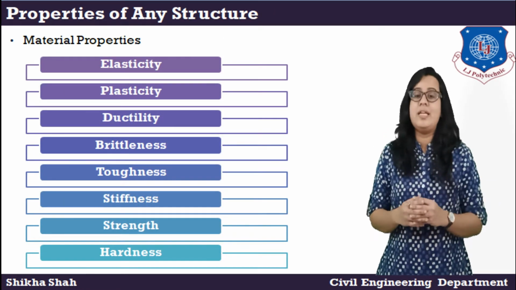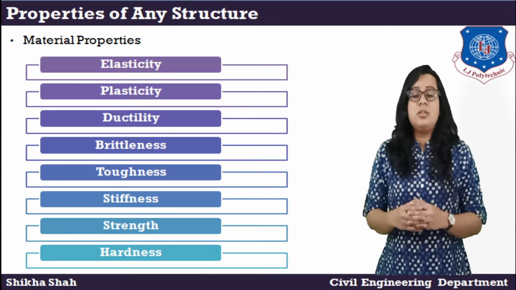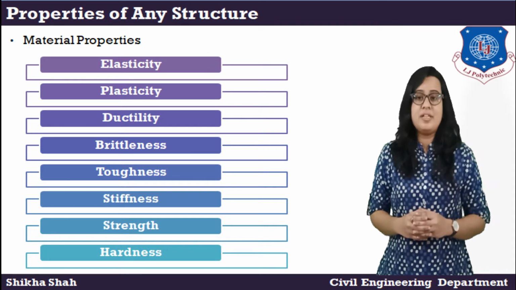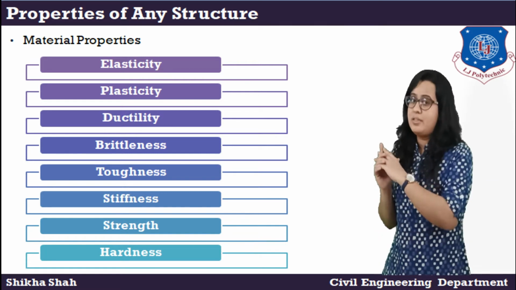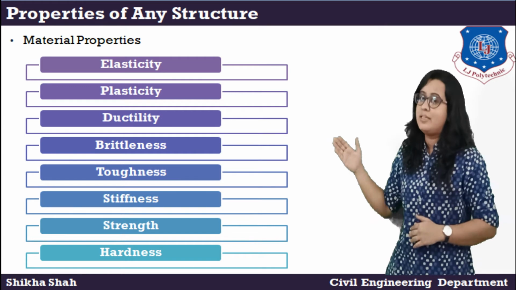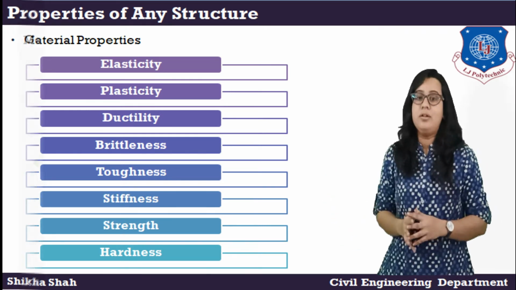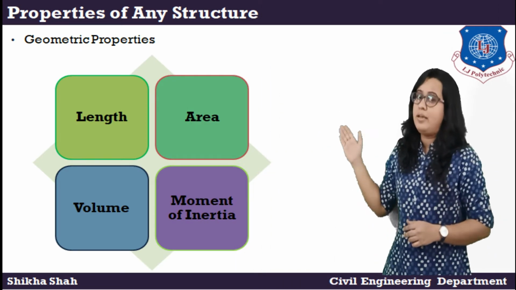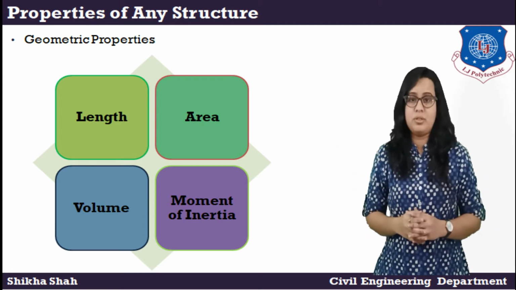If we talk about any structure and its behavior, we should know the properties of the structure. Two types of properties are important for structural behavior. First is physical properties, in which elasticity, plasticity, ductility, brittleness, toughness, stiffness, strength and hardness are included. And second is geometric properties, in which length, area, volume and moment of inertia of any structure are important.